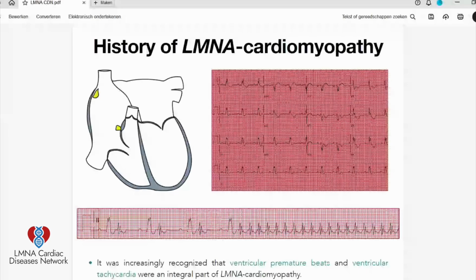And so we think of this very much as an arrhythmogenic cardiomyopathy with cardiac conduction disease as well. And that's also part of the spectrum and all part of the features, of course, that we're looking for when we're investigating patients or families who we know or suspect may have LMNA cardiomyopathy.